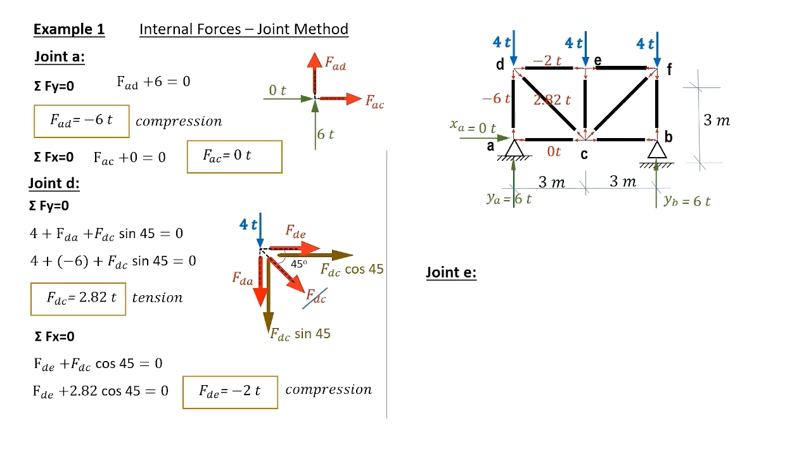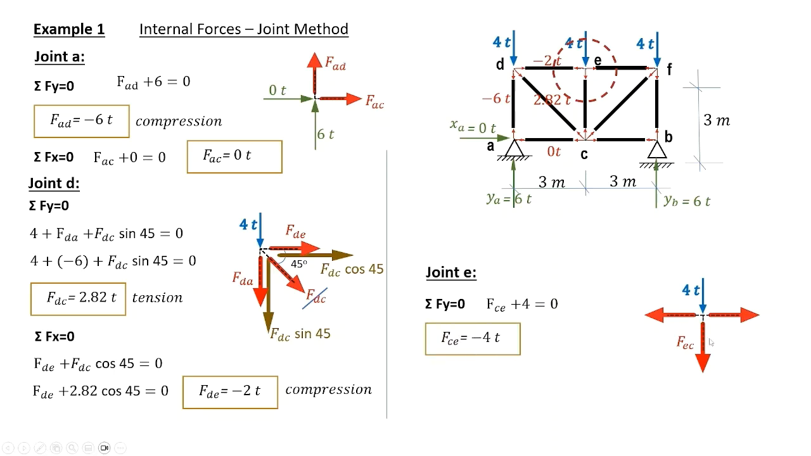Another joint is joint E. We extract our joint E outside with all external and internal forces connected to it. Sigma forces in the y direction equals 0 gives FEC to be minus 4 tons and is plotted on our diagram. Since the sign here is negative, this means that the tension force assumed in CE was a wrong assumption and the true force is a compression force.